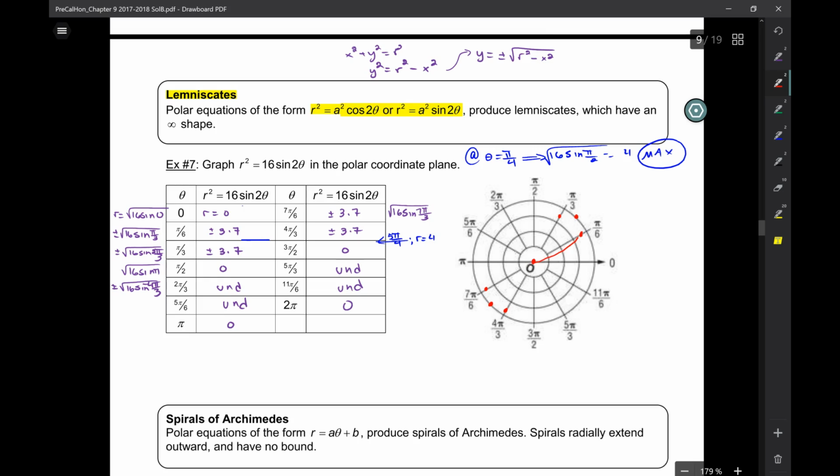So far, what did we trace? We basically were tracing something like this. How cool is that? And then, okay, so here, I completed a lemniscate.